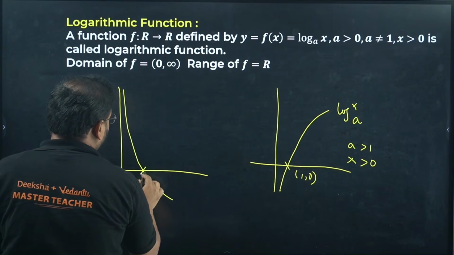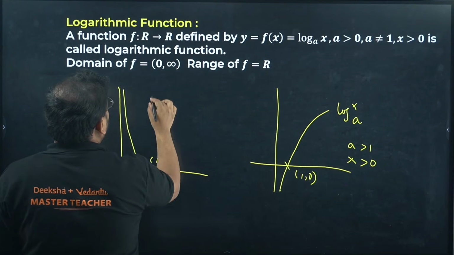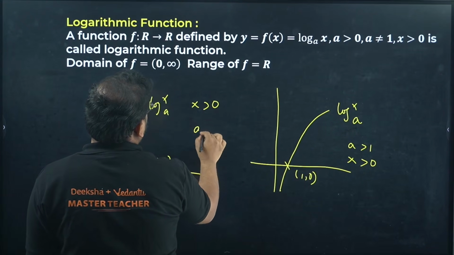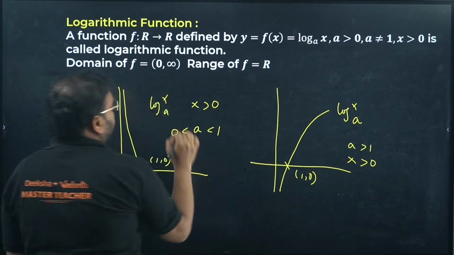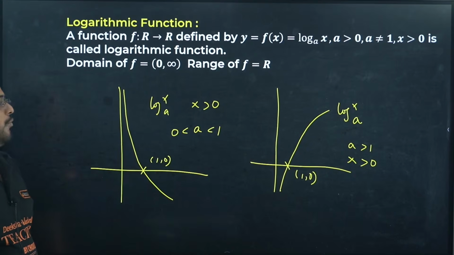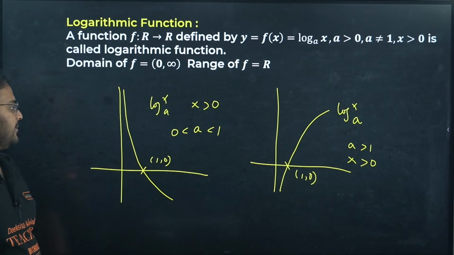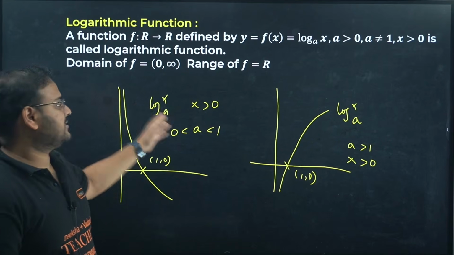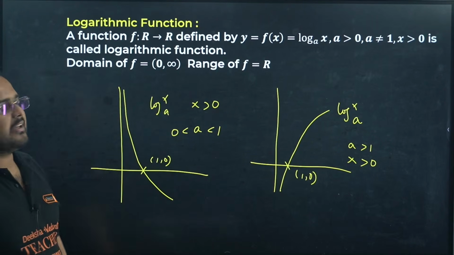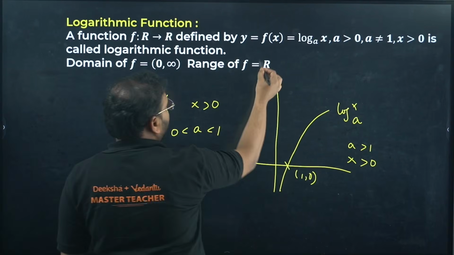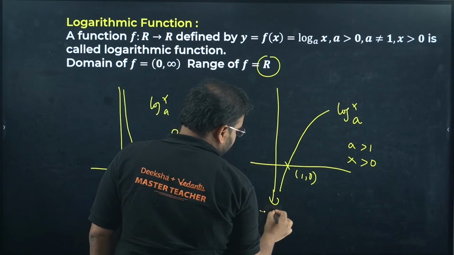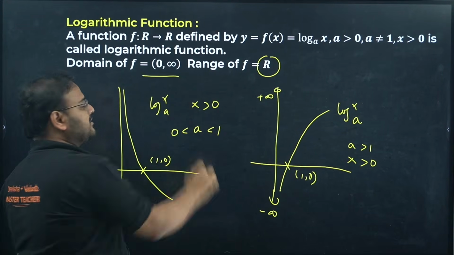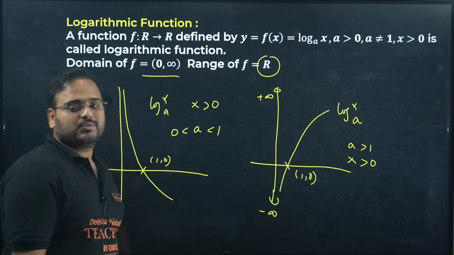And the other curve is this one, the decreasing case. Again 1, 0, log of x with the base a, x of course more than 0. What about a between 0 and 1? Please check. Again this never touches the y-axis. Either case doesn't touch the y-axis. Range is again all real numbers, negative infinity to positive infinity. But domain is only positive values. Domain is only positive, range is all real.